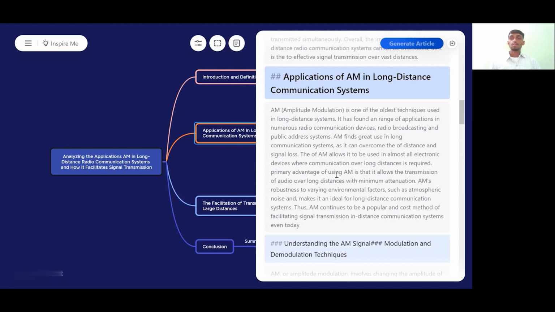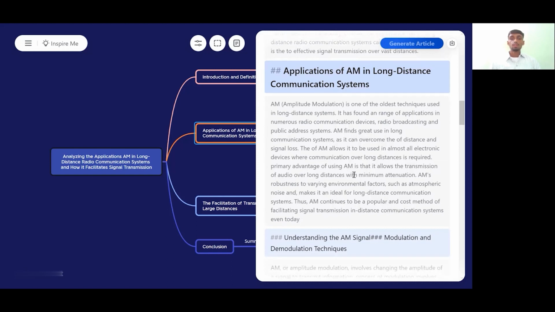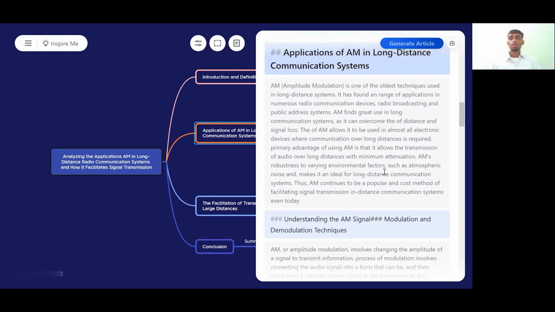The primary advantage of using AM is that it allows the transmission of audio over long distances with minimum attenuation. AM is robust to various environmental factors such as atmospheric noise, which makes it ideal for long distance communication systems. Thus, AM continues to be a popular and cost effective method of facilitating signal transmission in long distance communication systems even today.